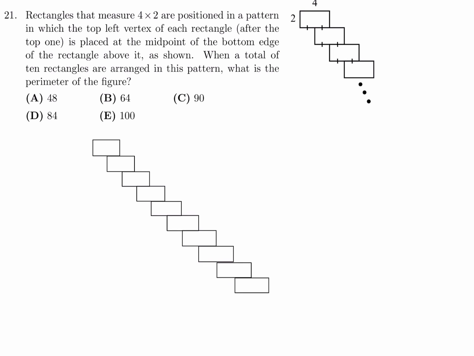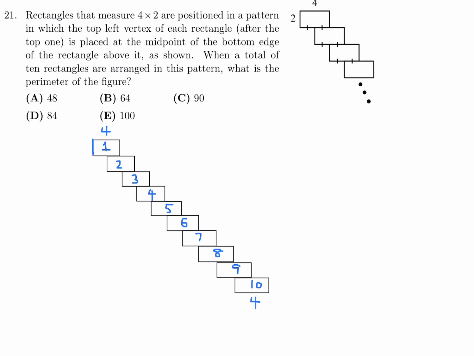So here we go, not perfectly drawn to scale, but here we've got 1, 2, 3, 4, 5, 6, 7, 8, 9, 10 of those 4 by 2 rectangles positioned exactly the way they've described it in the question. So now we will have to figure out the perimeter of this shape. Well, that perimeter from there to there, just that part, is 4. Similarly, that part is going to be 4. So we've got to figure out all the sides.